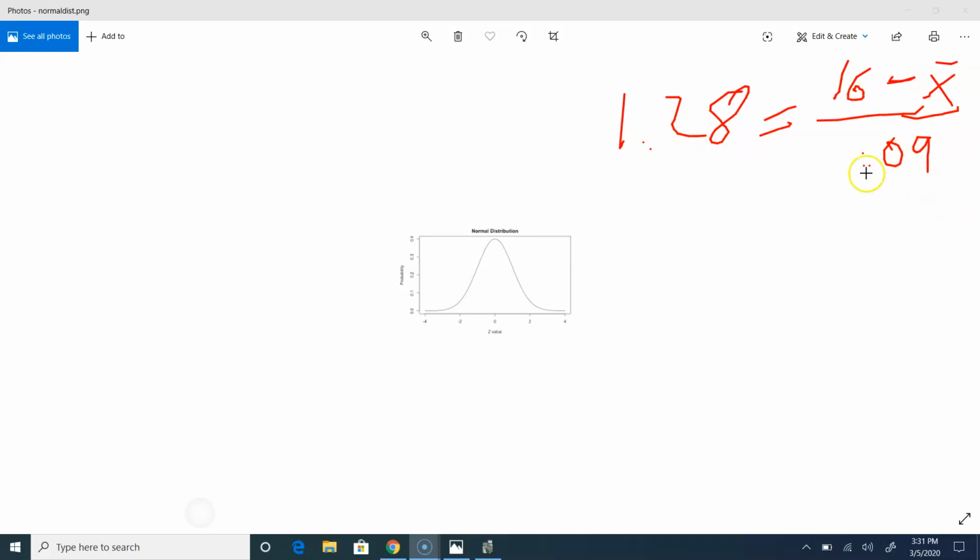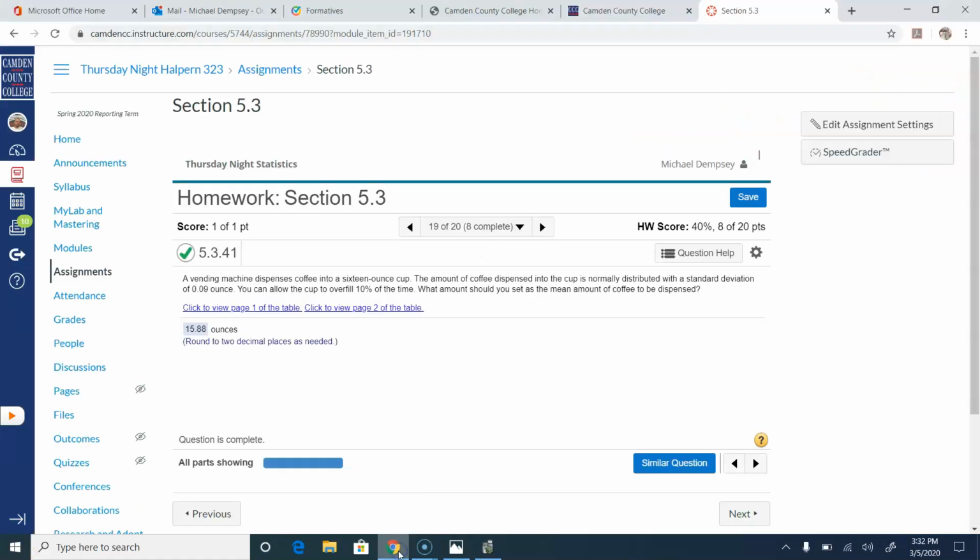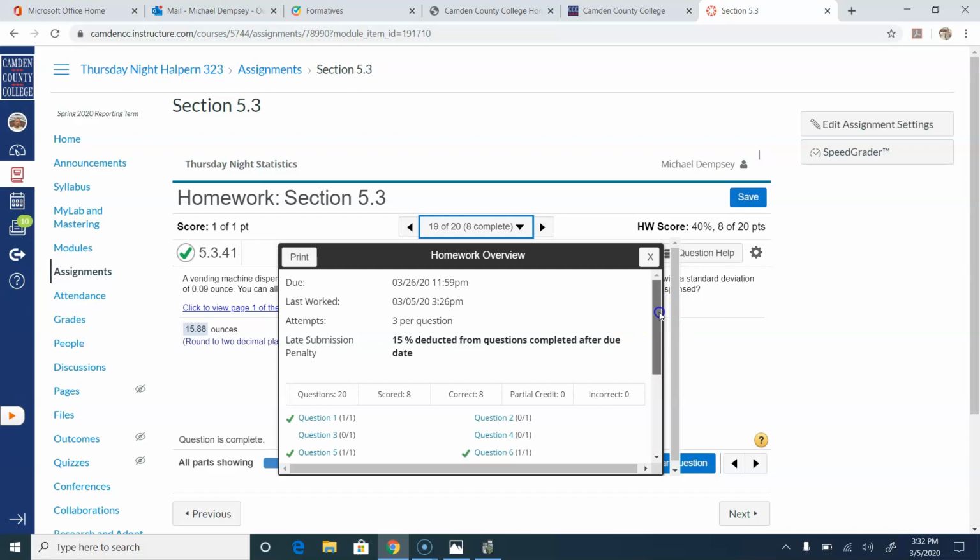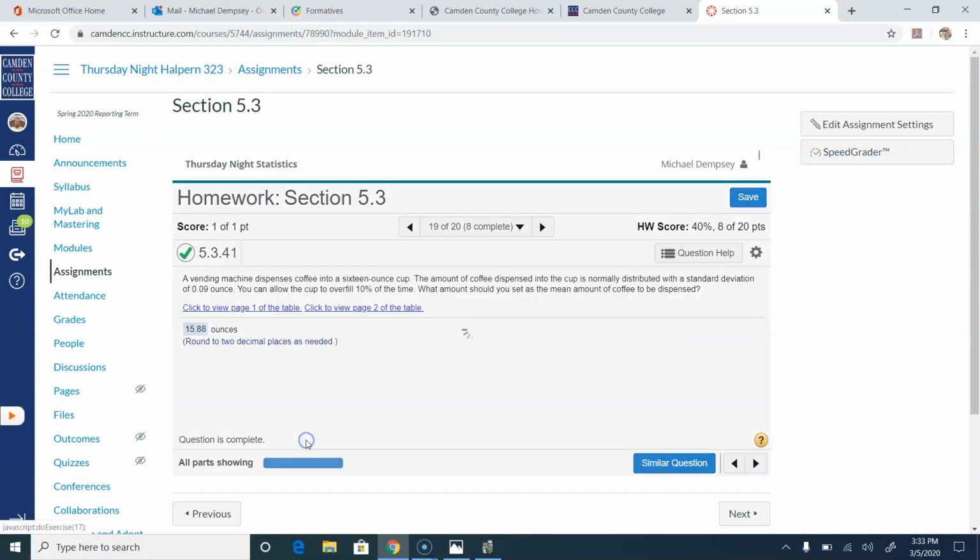So it's just an algebra equation. You're going to multiply 1.28 by 0.09, subtract 16. You'll get a negative number, but you're just going to change that to positive because x also has a negative number in front of it. So that's where I get the 15.88 ounces. If you solve that equation that I just had on the previous page, you'll get 15.88 ounces. Let me take a look at 17.